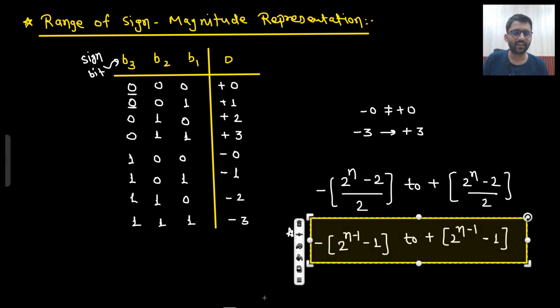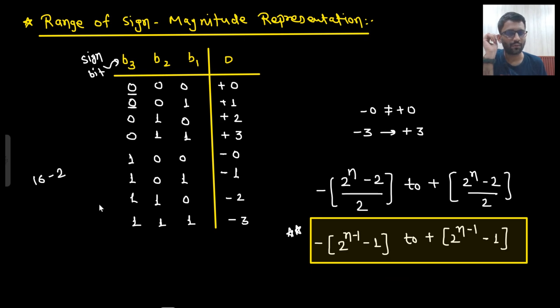Now let's try writing it for 4 bits. If there were 4 bits, total combinations would have been 16. 2 zeros will be there, so 14 numbers, 1 2 3 4 5 6 7 8 9 10 11 12 13 14. But we have to represent positive as well as negative, so divided by 2. 14 by 2 is 7. So from minus 7 to plus 7.